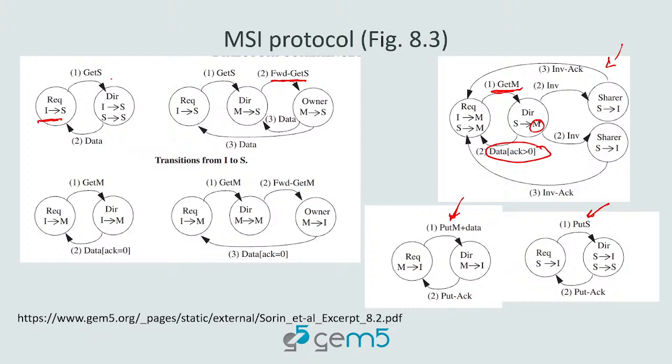Yeah. On validation, if a pull request is moved from shared to modified, does it need one invalid acknowledgement or all the invalid acknowledgements? You need to count all the invalidation ACKs, and you don't move to M until you get all of your ACKs. All invalid acknowledgements. Yeah. So the sharers will send invalidation ACKs to the requester. The directory tells the requester how many invalidation ACKs to expect, and then the requester counts down.